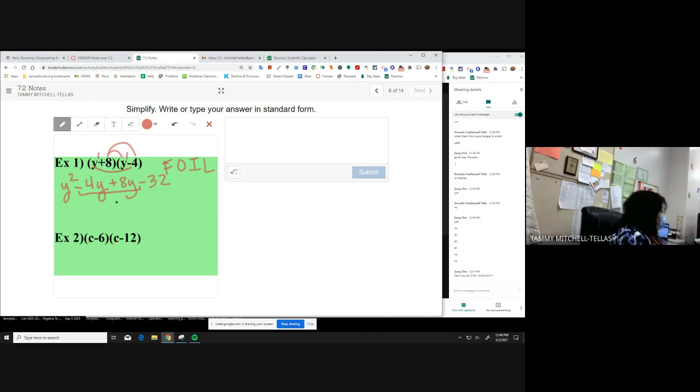So now we're putting together 7-1 and 7-2. So y squared stays the same. -4y and +8y is +4y. And -32 stays the same. This is my answer.